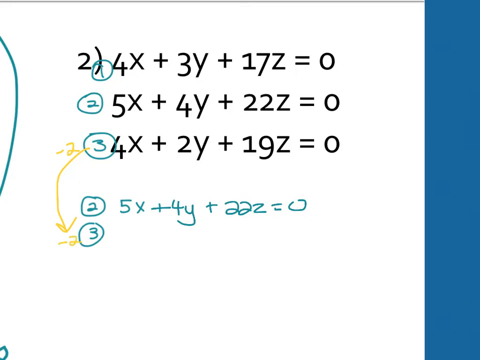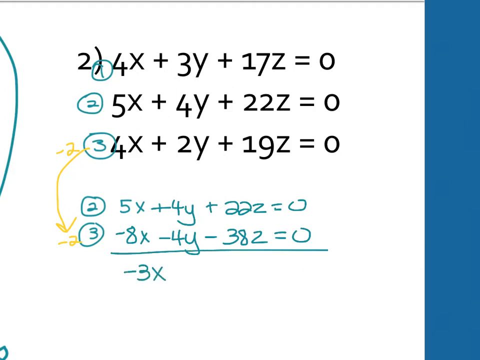So this is negative 2 times 3, which would be negative 8x minus 4y minus 38z equals 0. And now I'm combining these. I get negative 3x. These cancel, which was the plan. Negative 16z equals 0. And this is new 1.